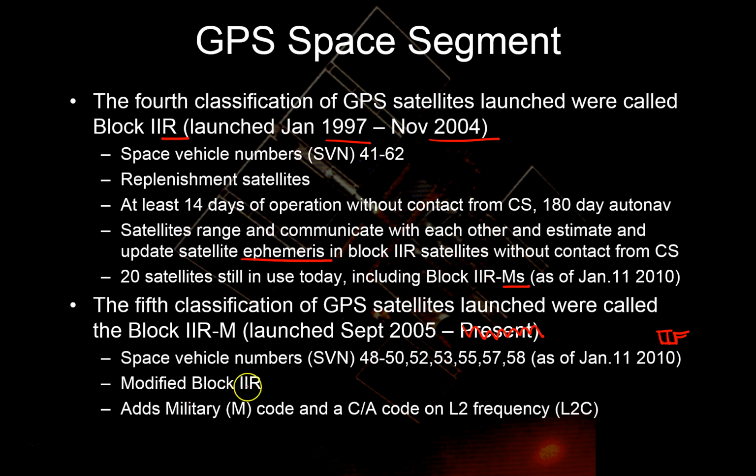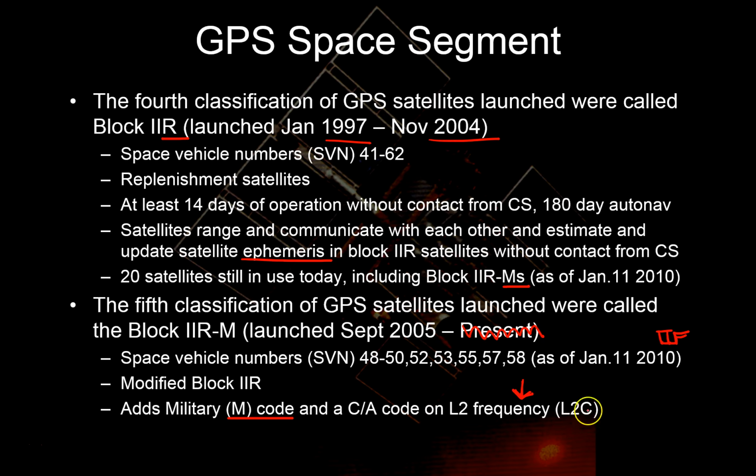Okay, so this is the first satellite that added that new military code that we talked about. This is really considered the first satellite that began the modernization effort within GPS, as well as adding that CA code onto the L2 frequency. So we're getting very close to being L2. It's called L2C. That's the code. We just call the CA code that's on L1 the CA code, and we call the CA code that's on L2 L2C.